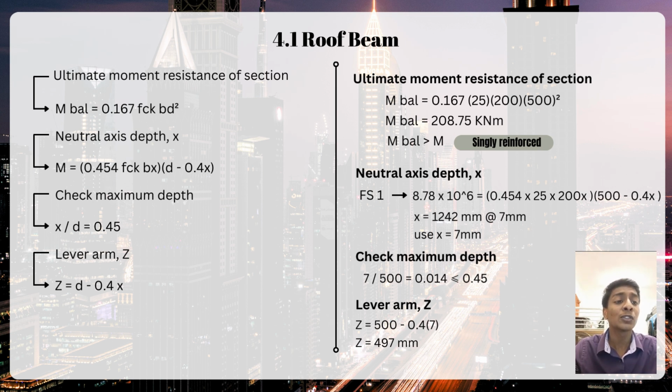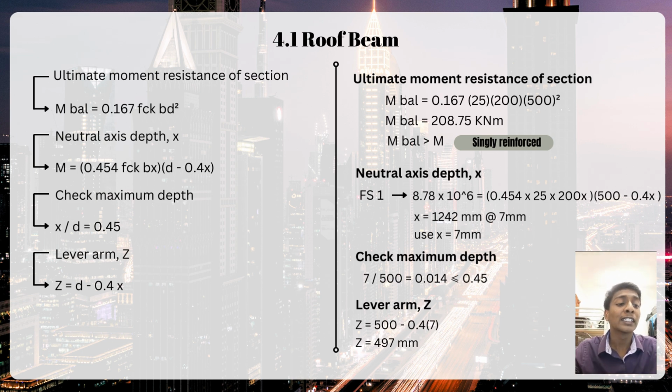And secondly, we need to find the neutral axis depth. The formula is 0.454 fck b x (d minus 0.4x), and we get two values of x. The first value is 1242 millimeter, and the second value is 7 millimeter. We always take the smaller one, so we use x equals 7 millimeter.